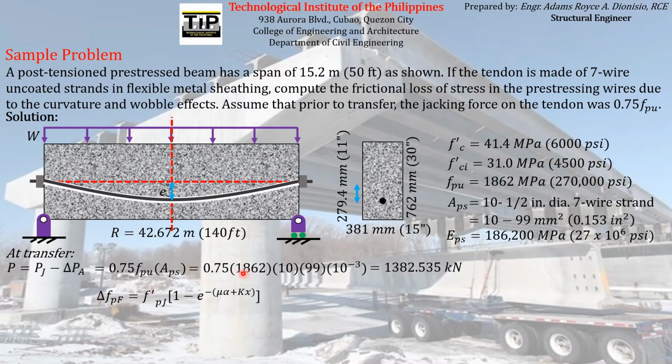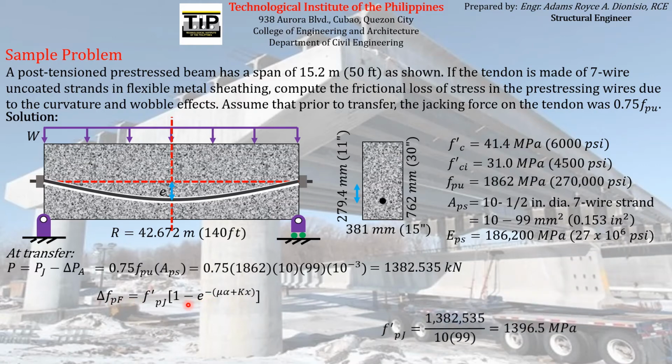After solving that, we know that the formula for the magnitude of the pre-stress loss is equal to this. It is a function of this FPJ prime, which is the stress acting at the jacking end at transfer, and the factors that you see here: mu, alpha, k, and x. We have to find all of those magnitudes in order to solve for the pre-stress loss due to friction.